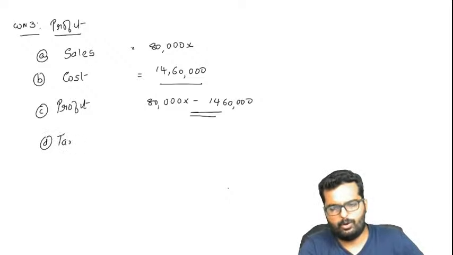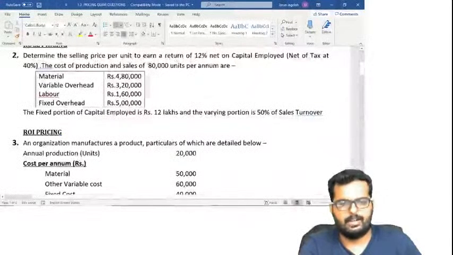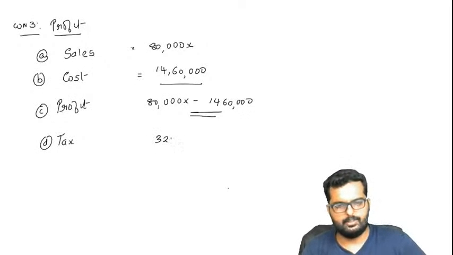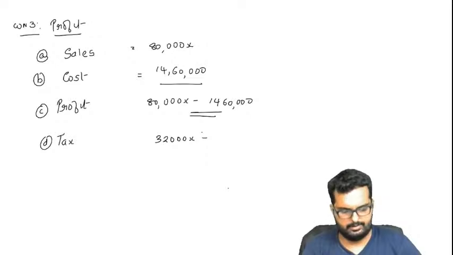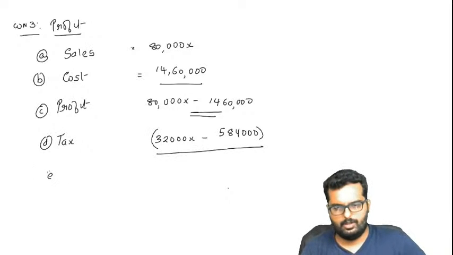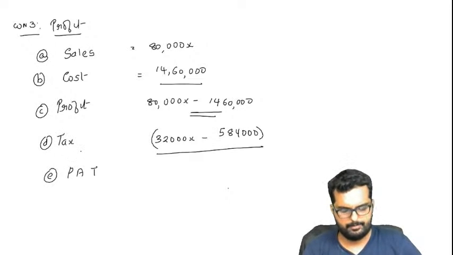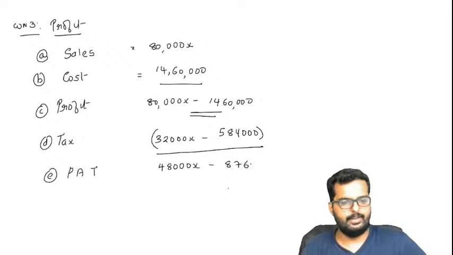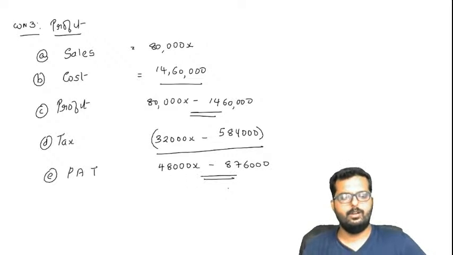Point number D would be what? Tax. Now tell me how much is the tax rate told over here? Is it told as 40%? So do I get the answer as 32,000 X minus 5,84,000? So once I reduce this, I'll get the answer of profit after tax would be 48,000 X minus 8,76,000.